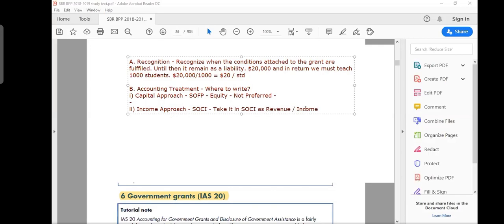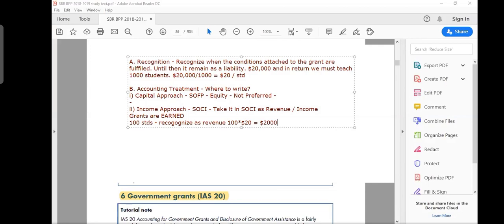And the reason behind the income approach is they say that grants are earned. This is the concept, and this is true, because you earn grants. When you say that out of 1,000 students, I have taught 100 students, and you want to recognize it as revenue, like 100 multiplied by $20 is equal to $2,000, you should charge it as your income, as your revenue.